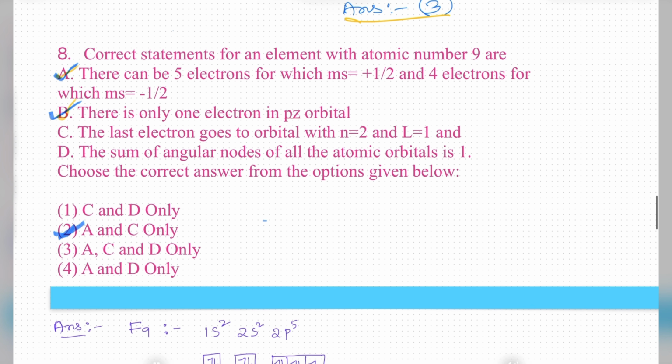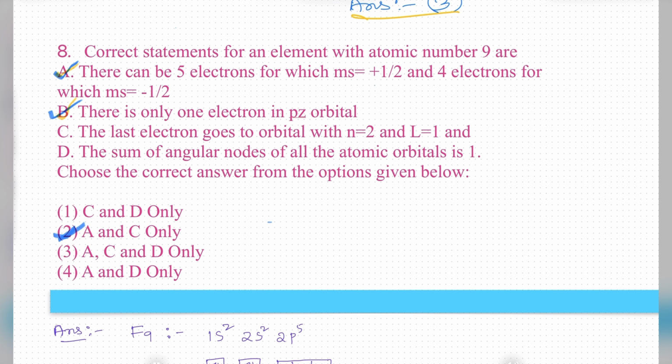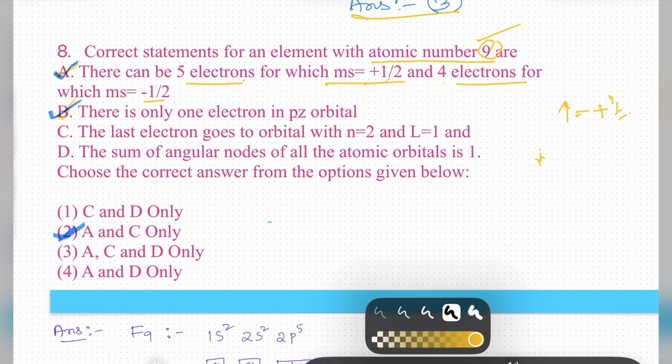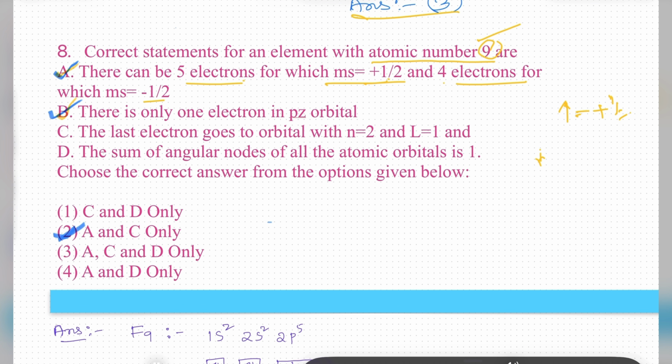See this? That is option 3. Read the question: correct statements for an element with atomic number 9. Atomic number 9 is fluorine. There are 5 electrons with ms value plus half, where plus half means upward direction, that is positive sign, and 4 electrons with minus half, that is downward direction. We can write the electronic configuration and find this easily, upward direction and downward direction.